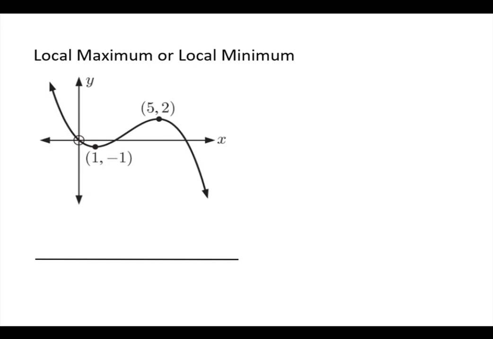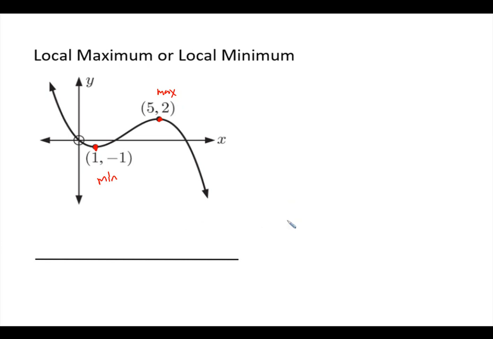All right, so let's talk about local maximums and local minimums. Taking a look at this graph right here, this point right here would be called a local minimum, and this point right here would be a local maximum. So this would be a minimum, and this guy right here would be a maximum.